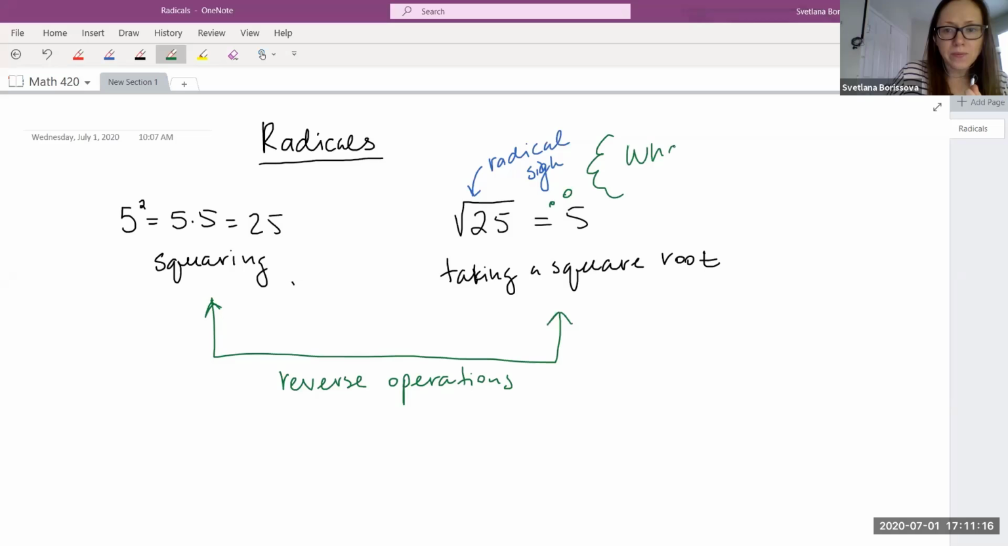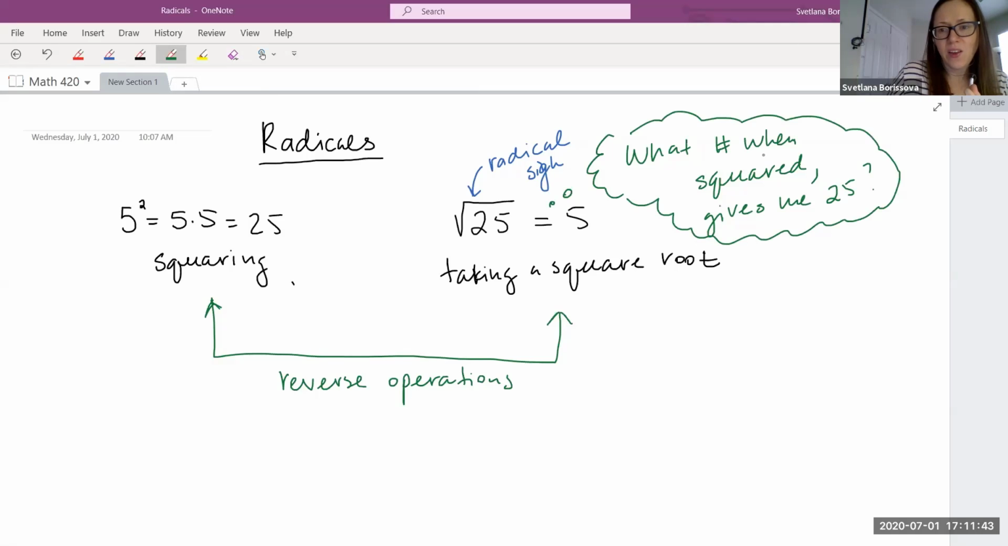What number, when squared, gives me 25? What number when squared gives me 25? Well, that's 5, right? And that's how we think about square roots.